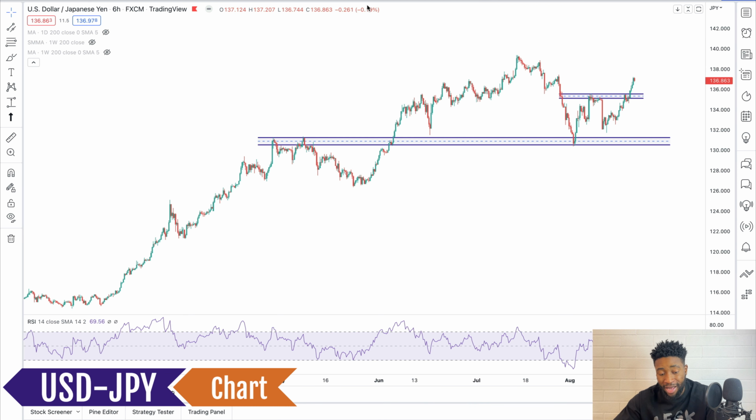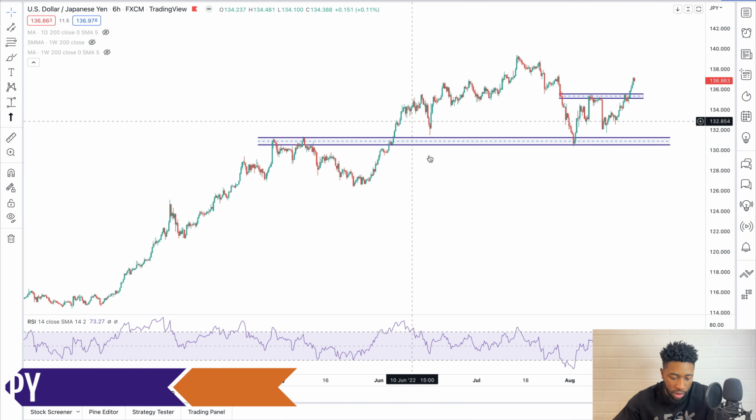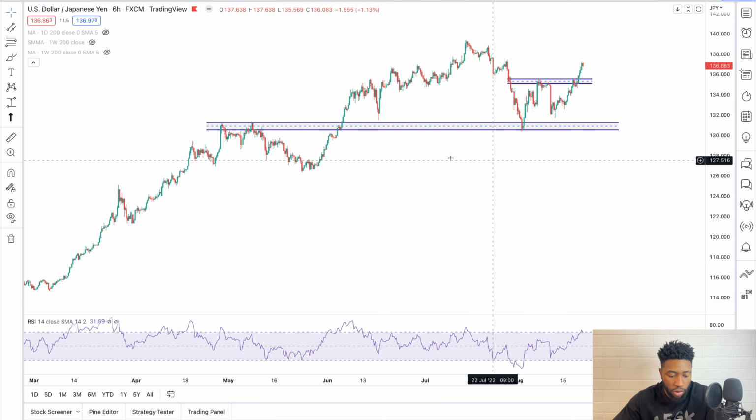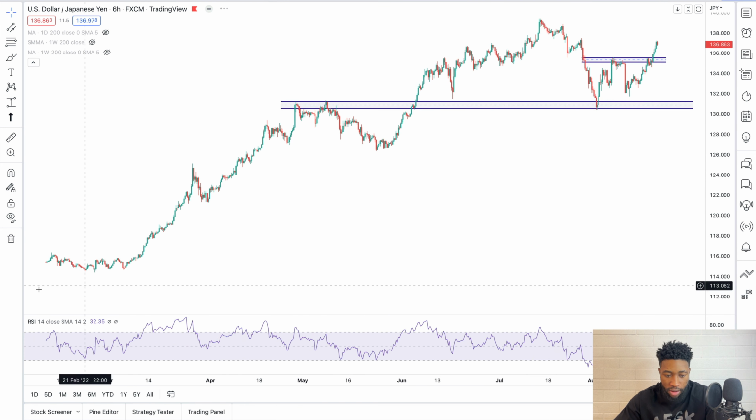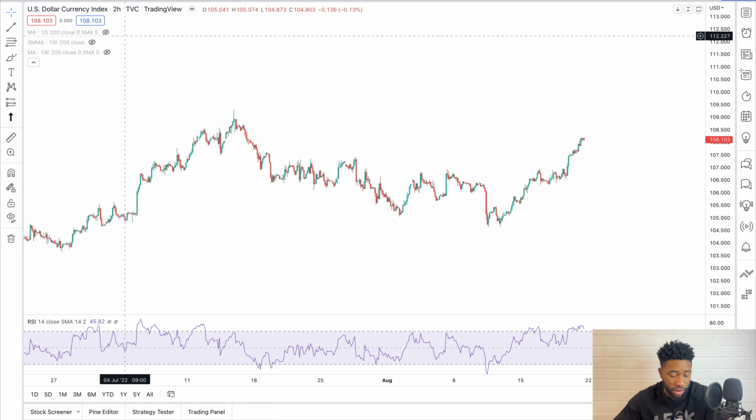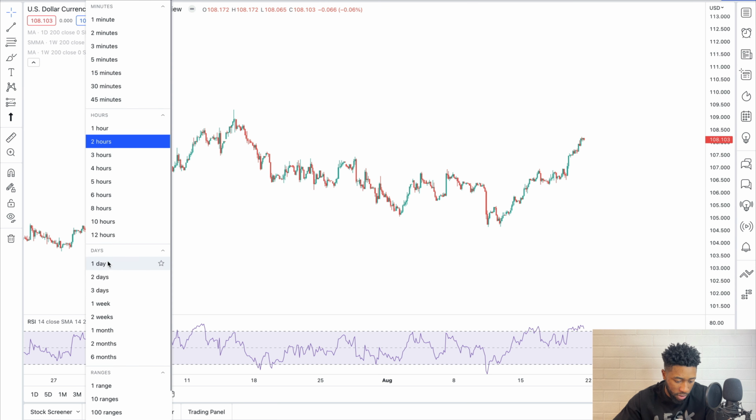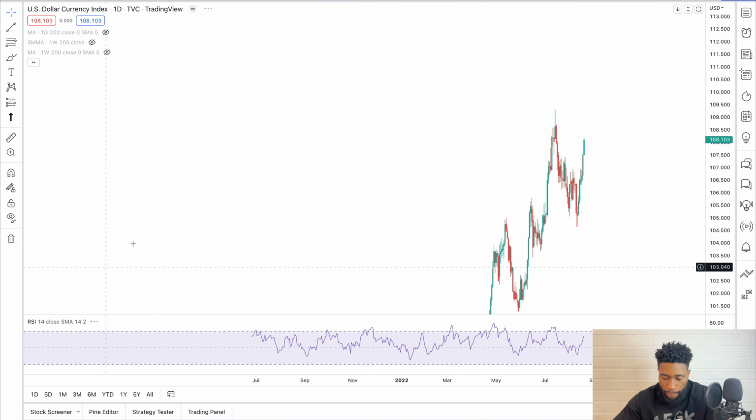Major currencies having the dollar as the quote currency are bearish, while major currencies having the US dollar as the base currency are bullish. So in this case, USDJPY. We had this massive bullish trend. Going back to the DXY daily chart, I'm just going to go down the daily chart real quick just to show you something important.